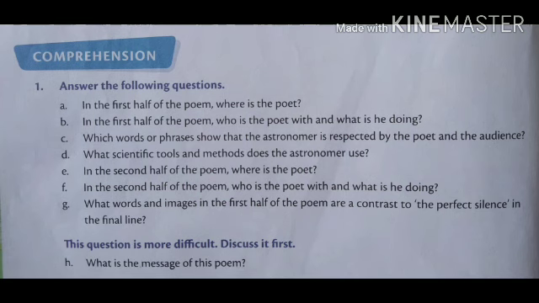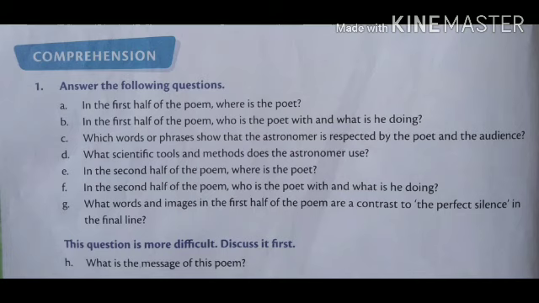Now you can see some of the important questions related to this poem. These are the questions given in your textbook. I will read the questions. Listen. Question A. In the first half of the poem, where is the poet? B. In the first half of the poem, who is the poet with and what is he doing? Question C. Which word or phrase shows that the astronomer is respected by the poet and the audience? Question D. What scientific tools and methods does the astronomer use?